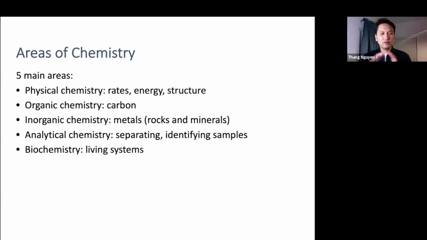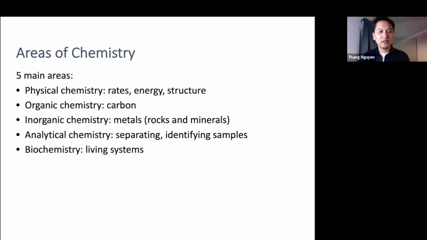And so now when we talk about modern chemistry, we can break it down to five categories. The first one is called physical chemistry, where we study rates, energy, structure of reactions of molecules. For example, we can study how fast the ozone breaks down in the atmosphere in order to predict the depletion of ozone in our atmosphere. Right? So that's physical chemistry.